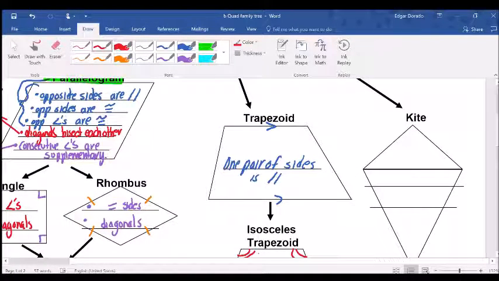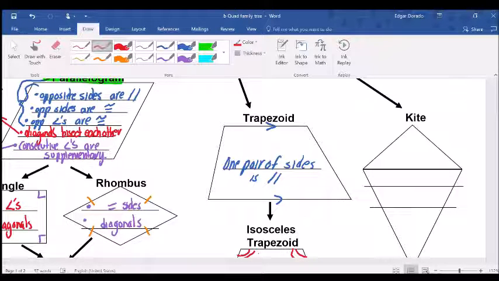So for kites, the first special trait that it has is it has two pairs of adjacent sides. Okay, it has two pairs of adjacent sides. Well, what does that mean? It means this. Oh, my bad, I forgot. It has two pairs of congruent adjacent sides, which means this is congruent to that. This is congruent to that.